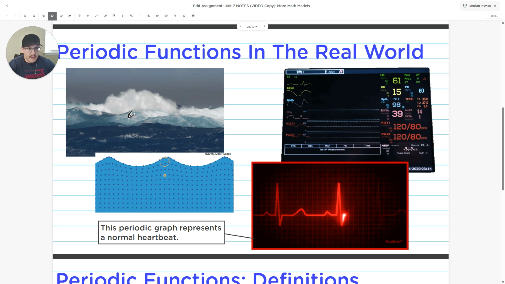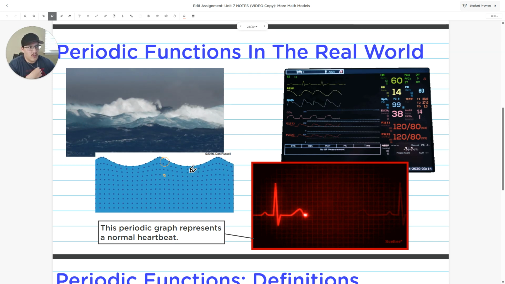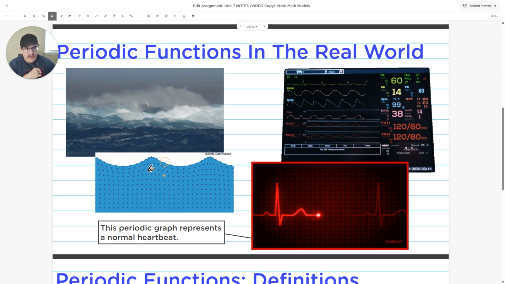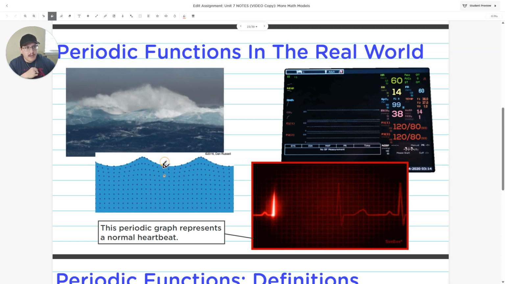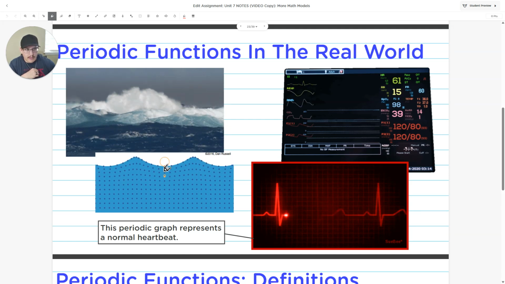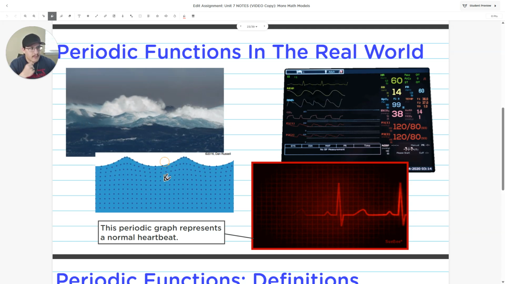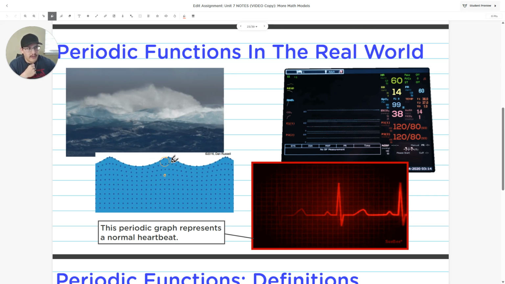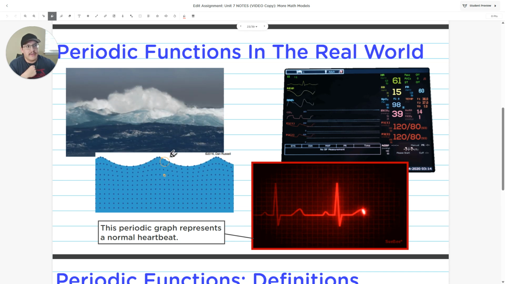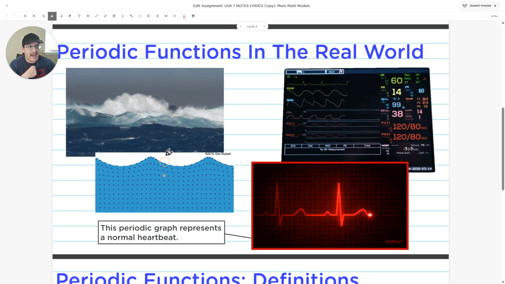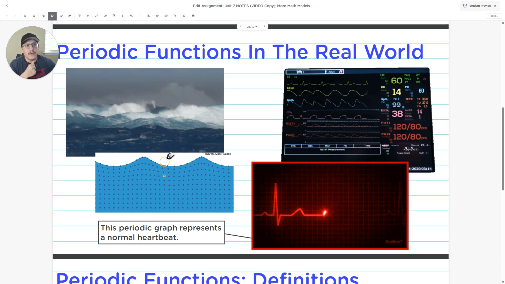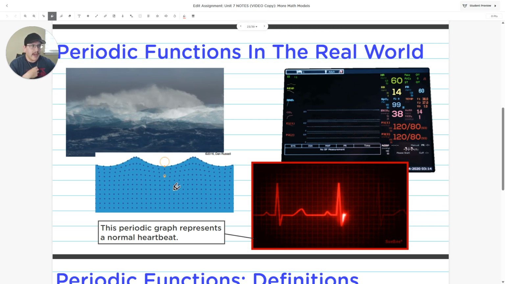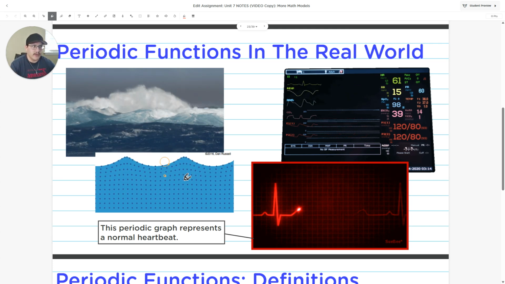So here's a GIF of an actual wave, but then here's an animation GIF of a wave. This little dot right here, marked in yellow out of a sea of blue, and then this one right here in the middle. Notice how that wave is causing the dot to repeat its motion, repeat its height over and over and over again. So that's, again, what we call a periodic function.